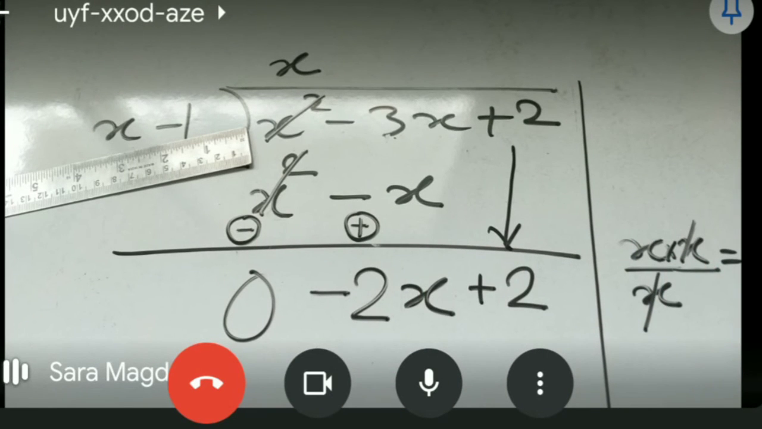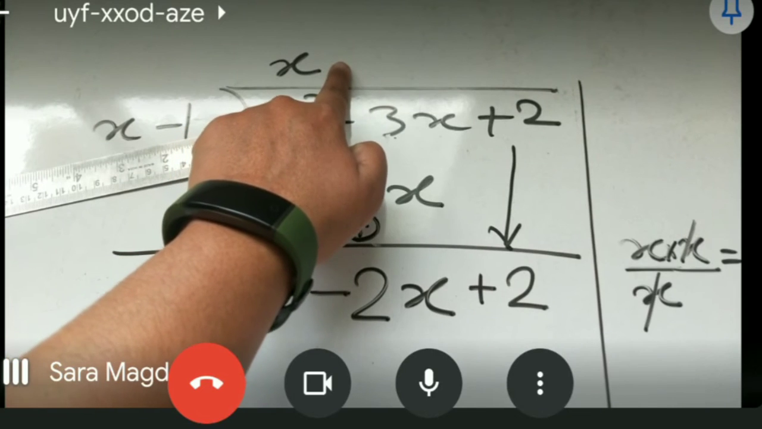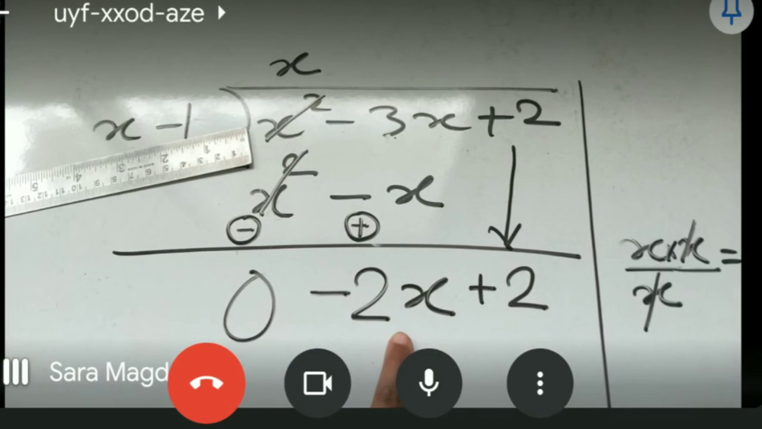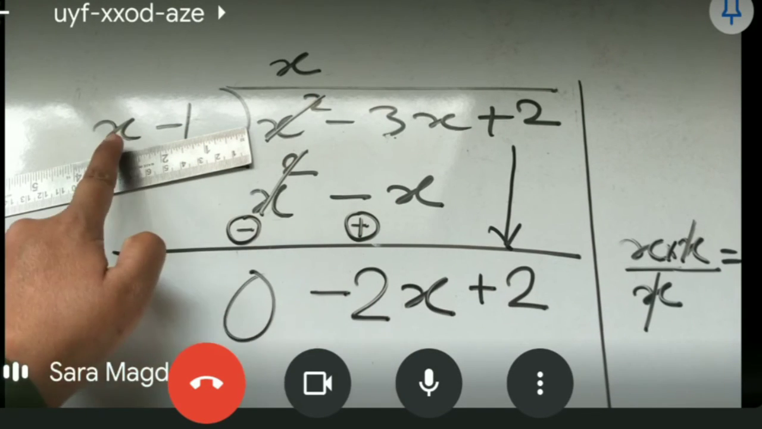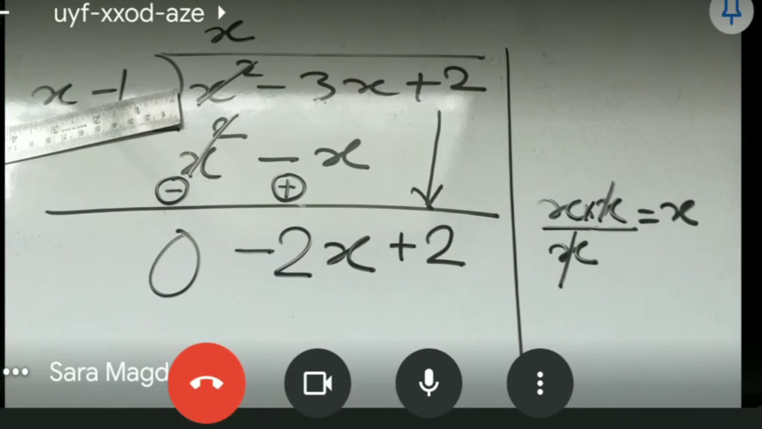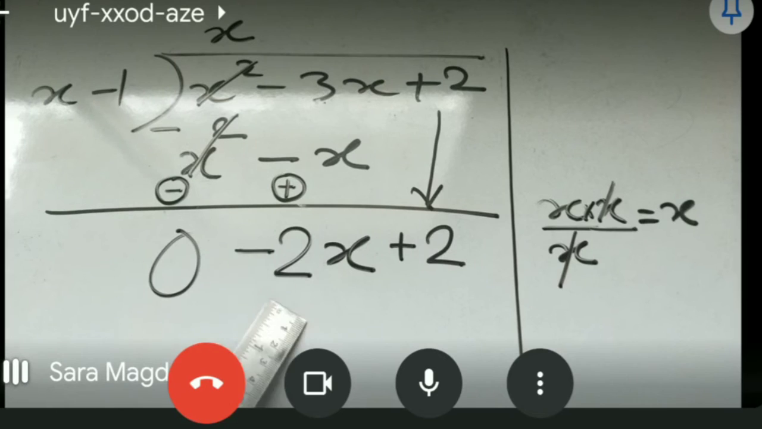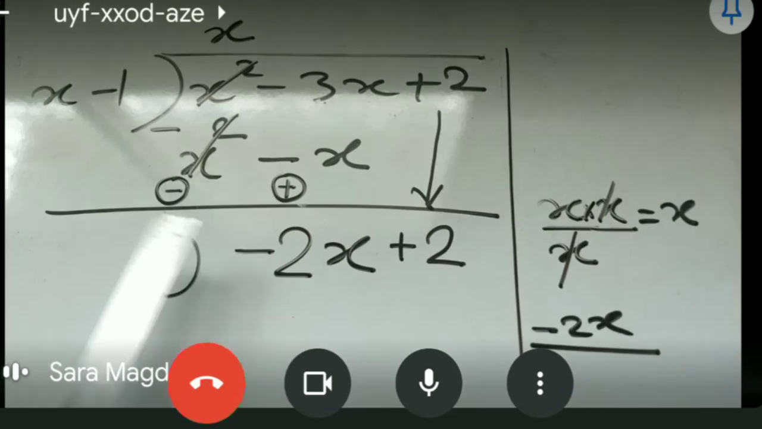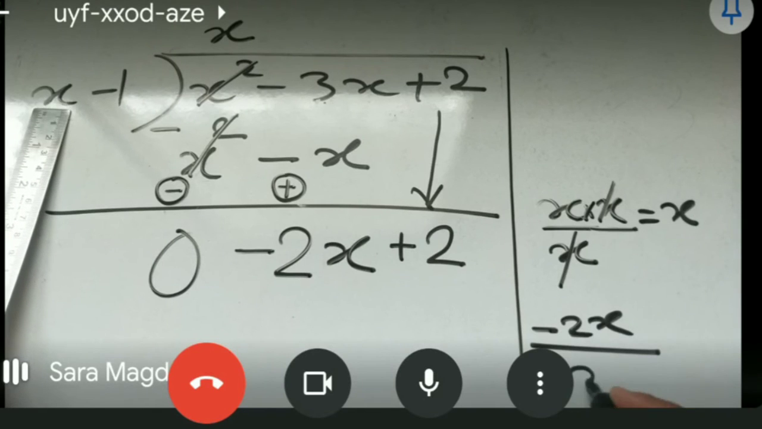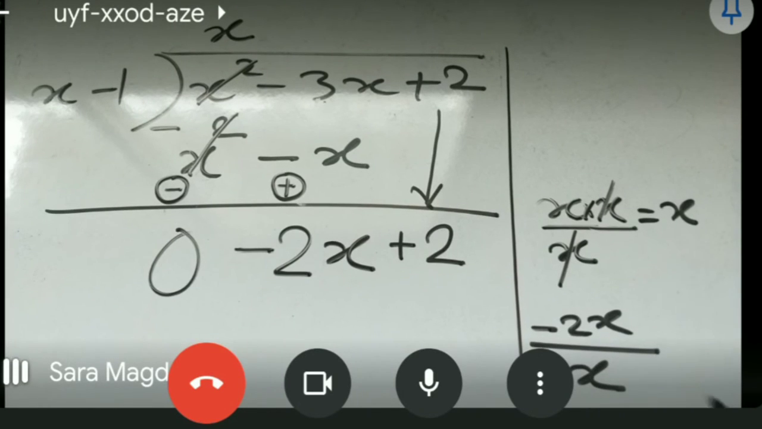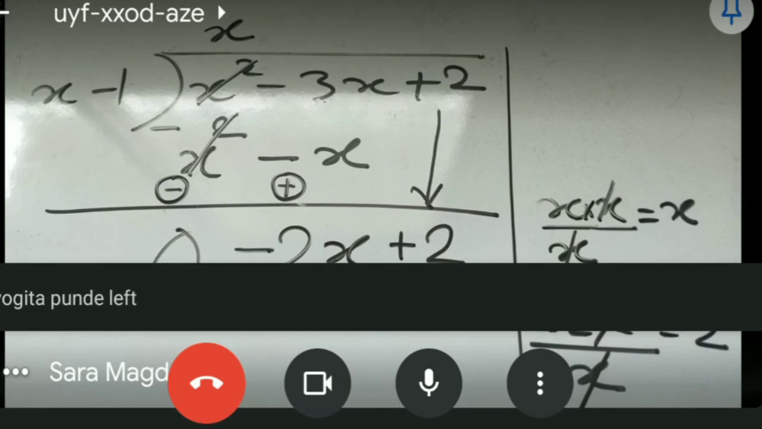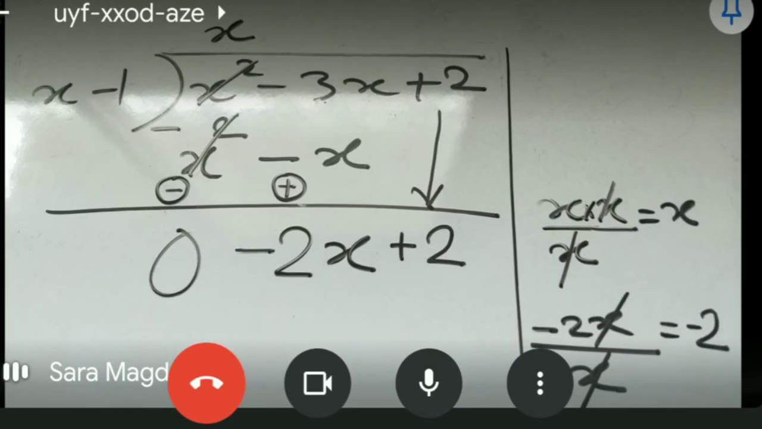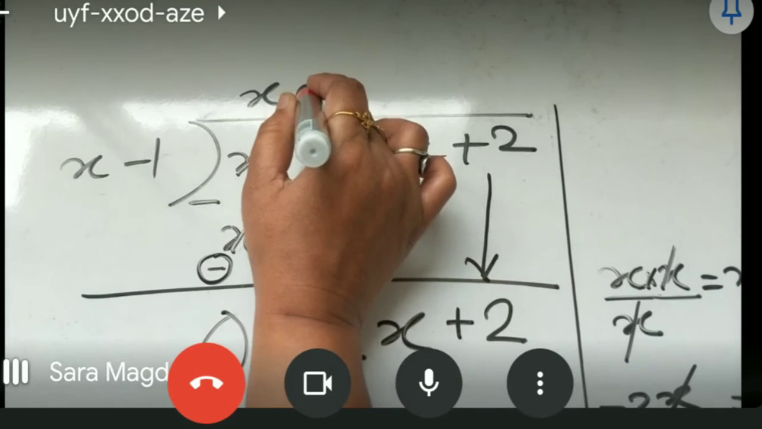And now, this is your next dividend. So to find next quotient, you will have to divide by first term upon first term. You will have to do division of these two. First and first. So let's do it. Can you tell me what is the first term here? ये क्या है? Minus 2x है. Divided by इसका first term है x. Yes, very good Ali. x will get cancelled. Minus 2. So our next quotient is minus 2.